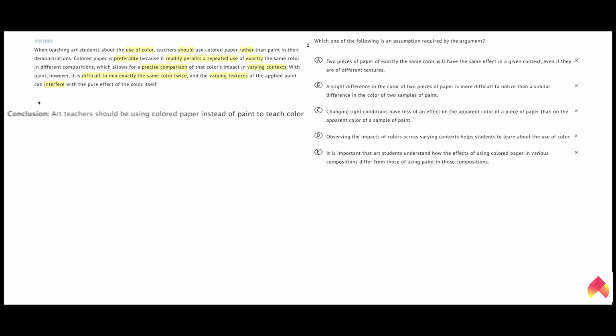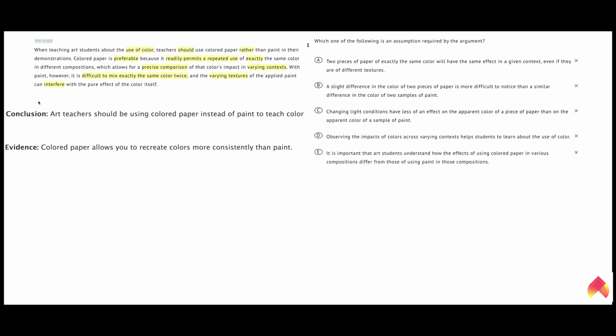So step 1, what's my conclusion? Well, my conclusion is that art teachers should be using this colored paper instead of paint to be teaching color to their students. And why? Well, with colored paper, we can be much more consistent in replicating the exact same color over and over again than we can with paint. And so this allows teachers to show color in different contexts.